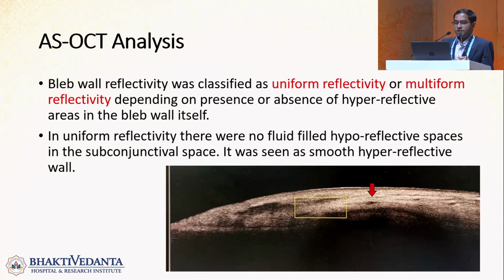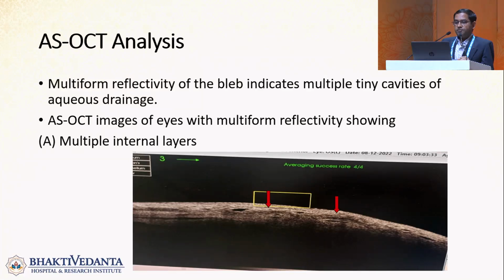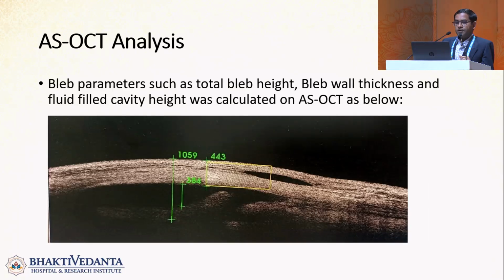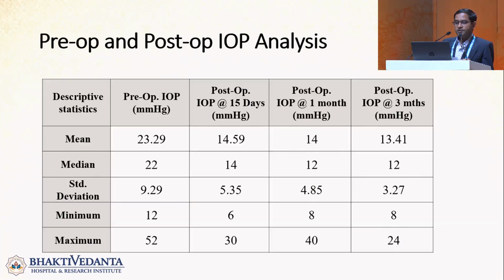The uniform reflectivity looked like a smooth hyperreflective wall with no or minimal fluid-filled hyporeflective spaces within. The multiform reflectivity of the bleb indicated multiple tiny cavities of aqueous drainage, like multiple internal layers, subconjunctival separation or presence of microcysts within the bleb wall. We calculated the bleb wall parameters such as total bleb height, bleb wall thickness and fluid-filled cavity height.